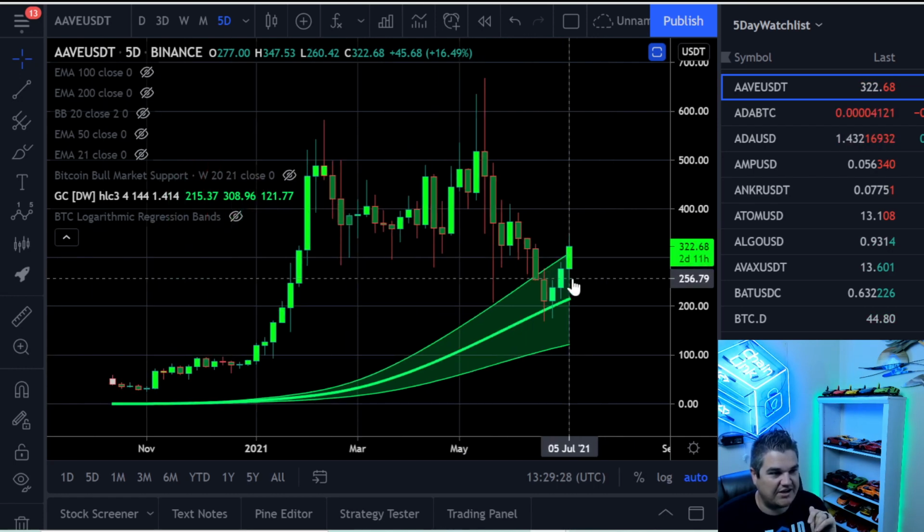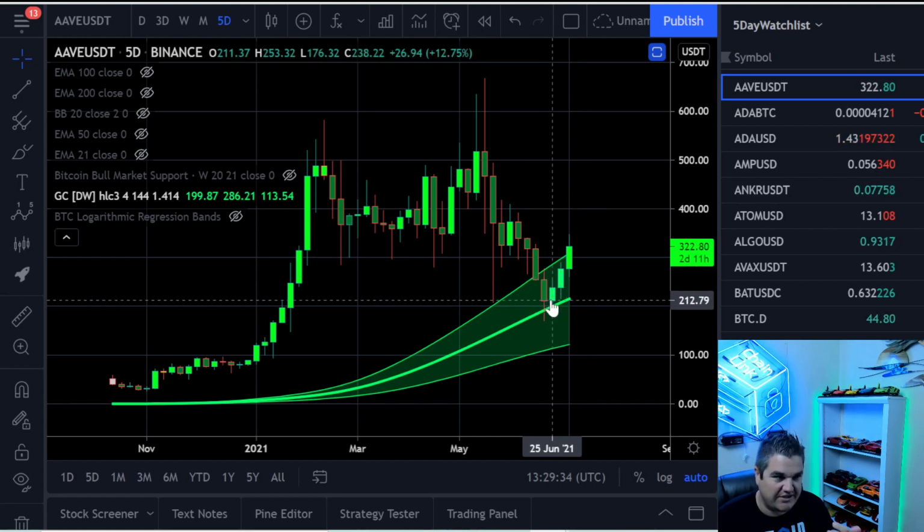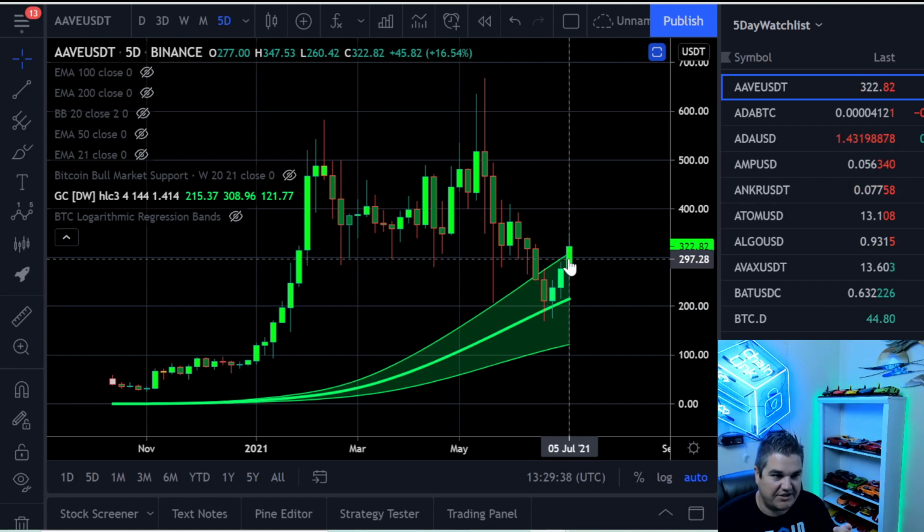But this is what you want to see out of coins. So even though Aave is a little bit younger, it's gaining traction. This is a great sign. This is really its first big test. It has bounced off of the Gaussian channel.